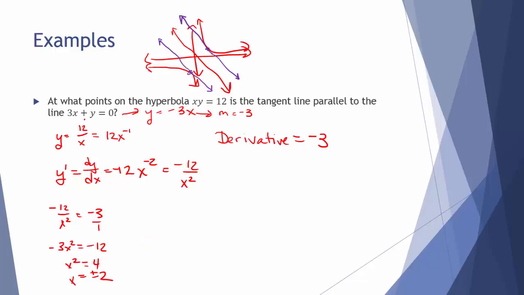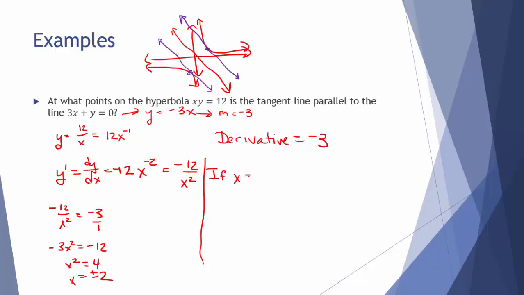Not quite. We're looking for points. So these are the x values where I have tangent lines that have slopes of negative 3, meaning they're parallel to this line 3x plus y equals 0. What I now need are the points. So let me go ahead and calculate those.